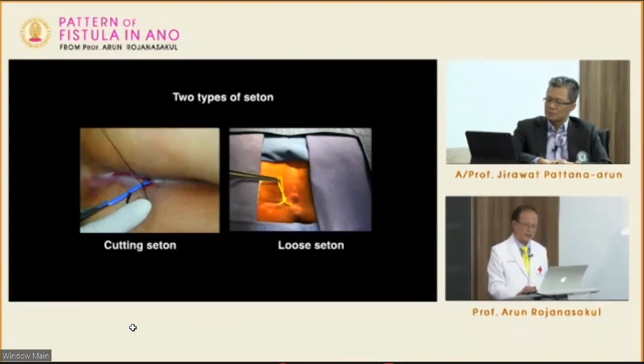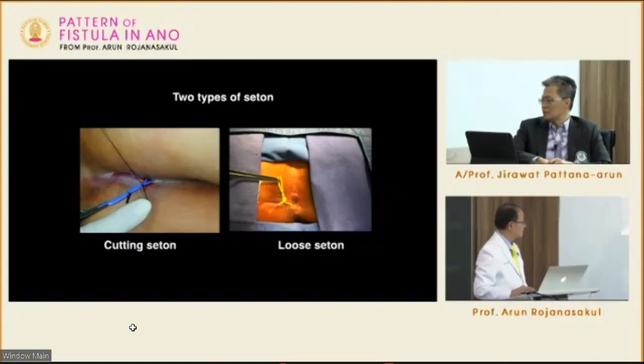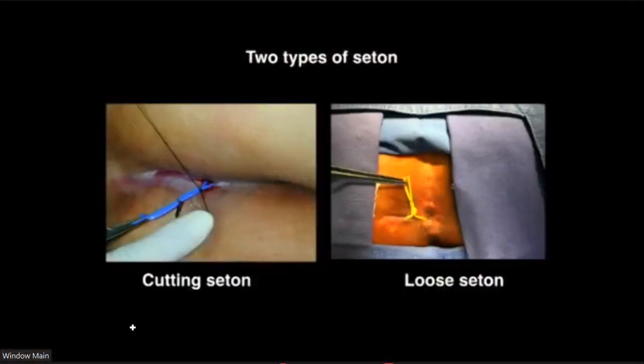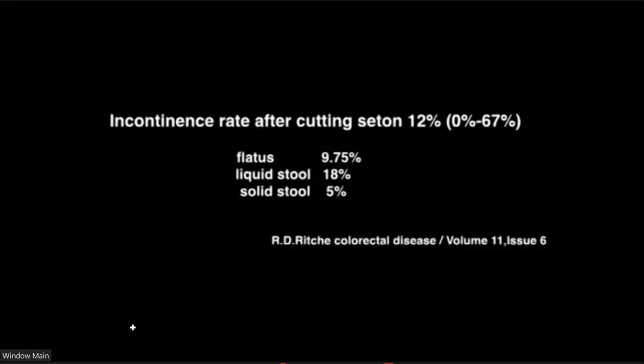Seton, we have cutting seton and loose seton. Cutting seton is not popular in Europe or Western America, but loose seton is very popular. The right hand one, this seton from Spain, but in fact this seton is incorrect. The tag is not here, the tag comes here further. So it's not correct. Incontinence rate after cutting seton is 12%. Some papers even say 30%. Last question. Okay, seton has incontinence.